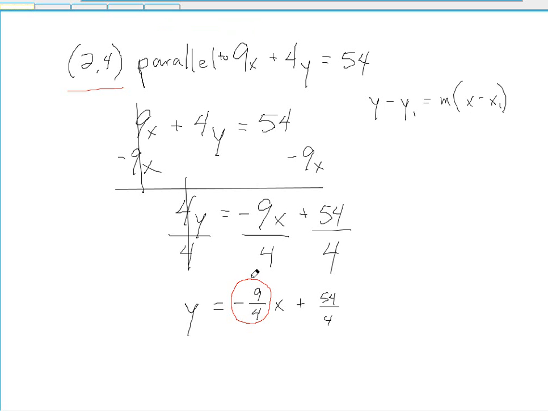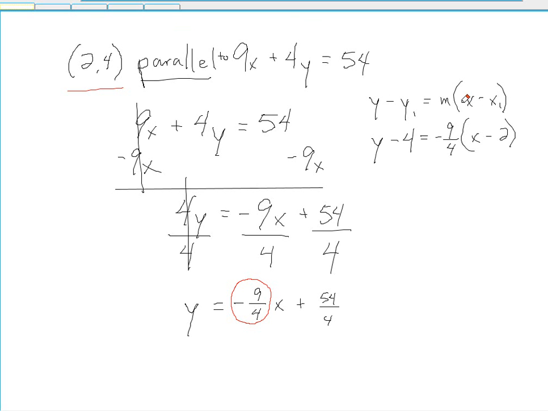All right, we discover what the slope is. It has to be the same as this line because they said right here, these lines are parallel. So I'm going to use the point slope formula. I'm going to use the y value, which is 4, so it's y minus 4 equals the slope of negative 9/4 times x minus the x value 2.